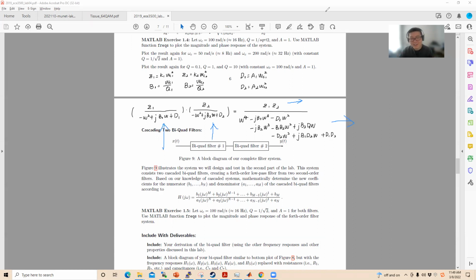I think I have helped you to define it in this way. You can see for the combined two biquad filters, the numerator part is Z1 times Z2, and the denominator part is this.